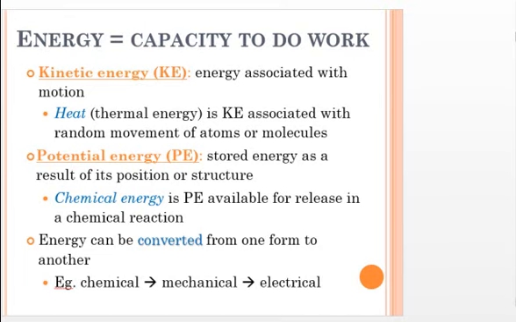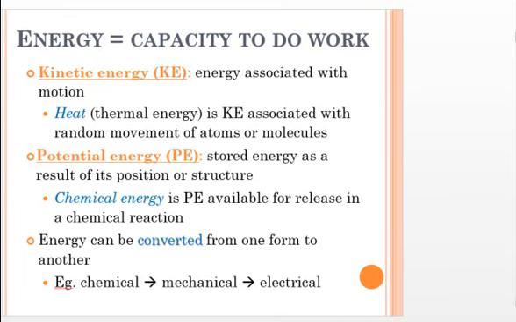Now, potential energy, abbreviated PE, is stored energy, and basically the most common type of stored energy that we're going to see in living things is chemical energy. So chemical energy is basically stored energy that's available for release in a chemical reaction.